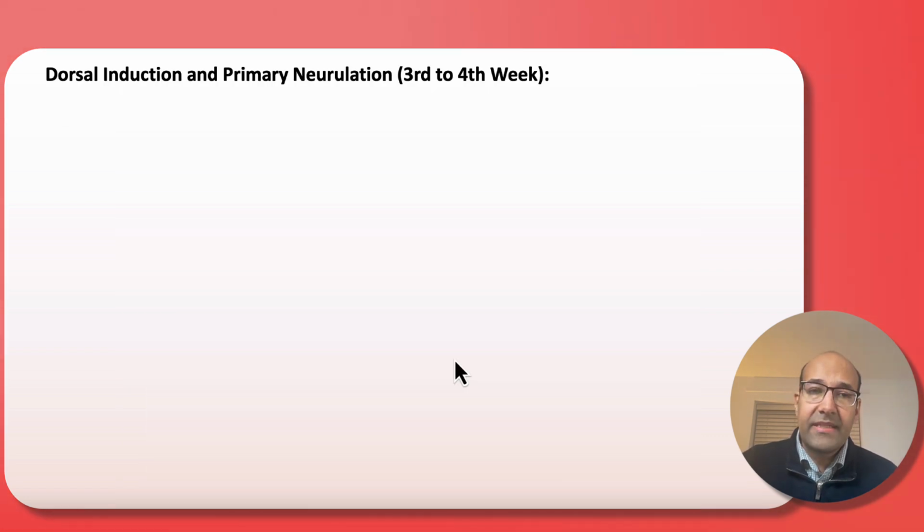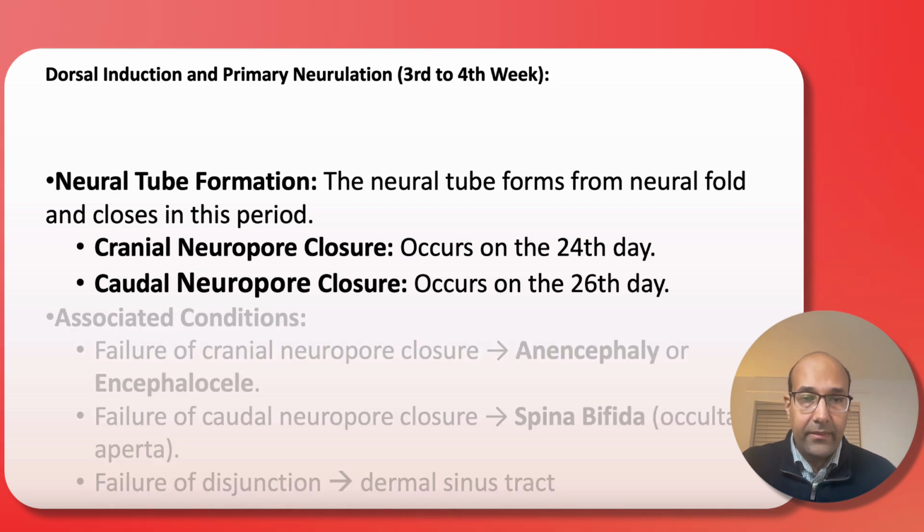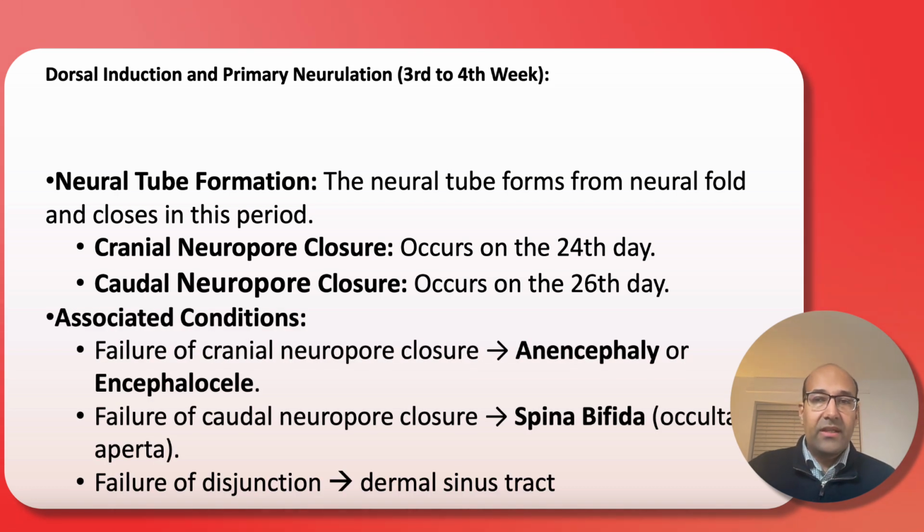Let's see what will happen if there are any problems in this stage of embryology. Neural tube formation includes cranial neuropore closure, which happens on day 24, and caudal neuropore closure, which happens on day 26. Associated conditions: failure of the cranial neuropore will cause anencephaly or encephalocele, 2 different entities, and failure of the caudal neuropore will cause spina bifida, occulta or aperta. Lastly, failure of disjunction will lead to a dermal sinus tract.